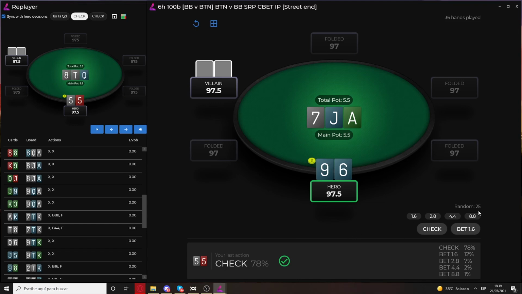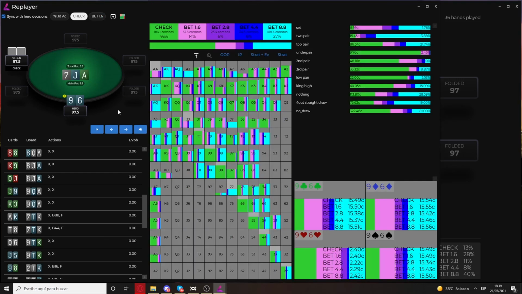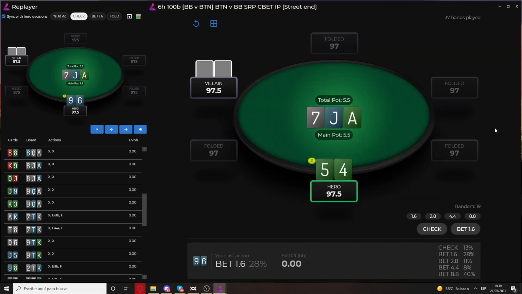So maybe on a random 25, we can still bet small. And pretty much 80 to 90%. On a low roll, we bet small. On a high roll, we bet big. 5-4, we have a really nice bet, I believe.